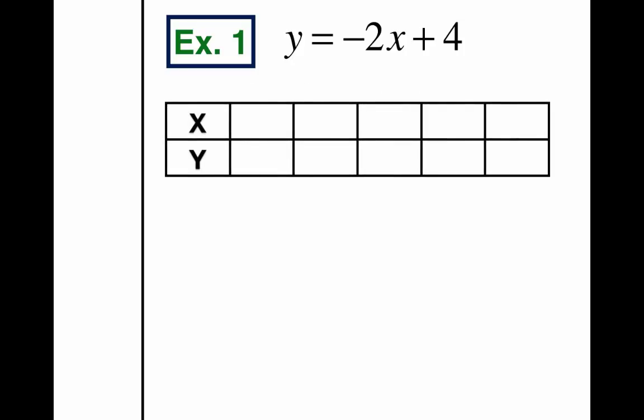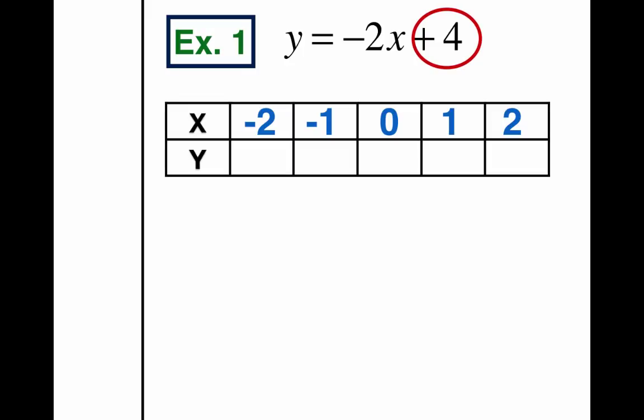So I'm going to set up an XY table, and somewhere in the middle of my table I'm going to put 0. That means I'm going to, on the left, have a couple negative numbers, and on the right have a couple positive numbers. So I'm going to do -2 and -1, and then 0, and then 1 and 2. And this is usually what I call my go-to for graphing. I like a couple negative numbers and a couple positive numbers, and I like to have 0 most of the time.